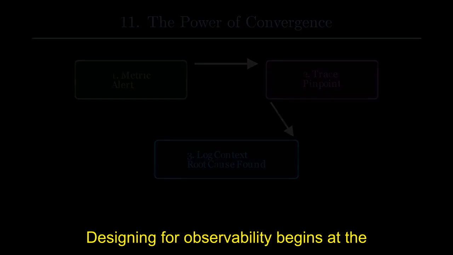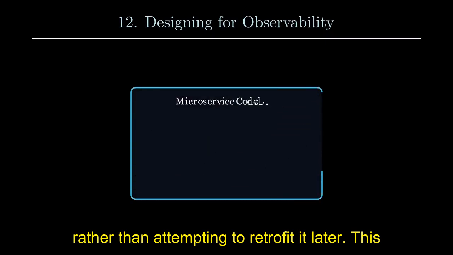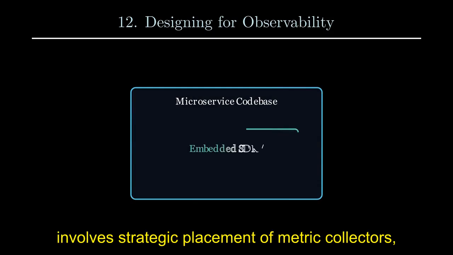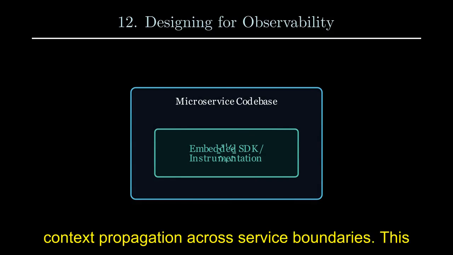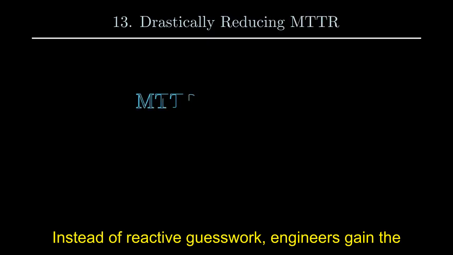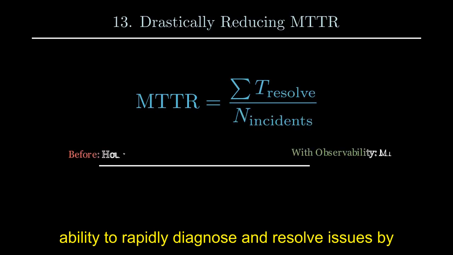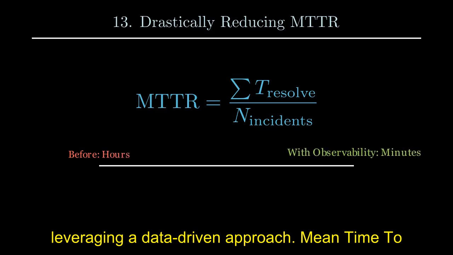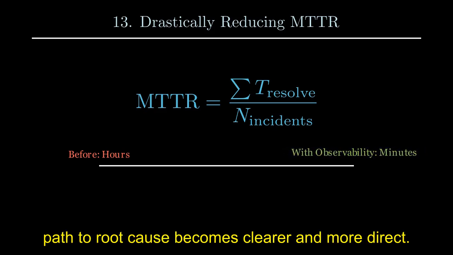Designing for observability begins at the architectural phase. It requires embedding instrumentation code into services from inception, rather than attempting to retrofit it later. This involves strategic placement of metric collectors, structured log generation, and consistent trace context propagation across service boundaries. This proactive integration transforms troubleshooting. Instead of reactive guesswork, engineers gain the ability to rapidly diagnose and resolve issues by leveraging a data-driven approach. Mean time to resolution, or MTTR, significantly decreases as the path to root cause becomes clearer and more direct.